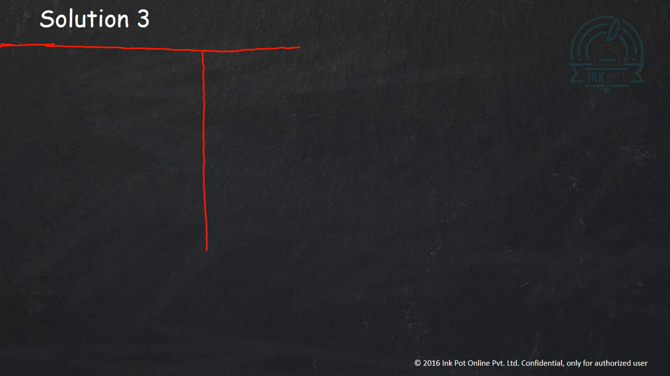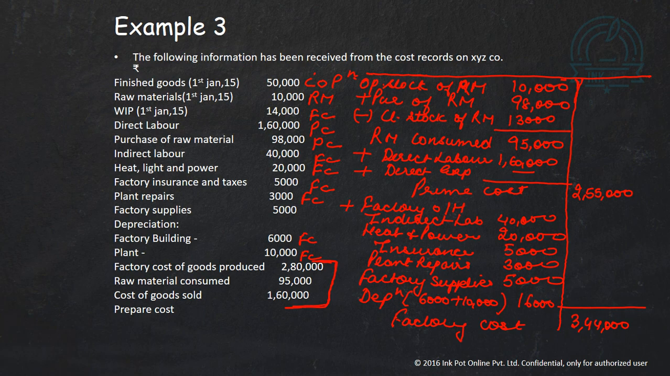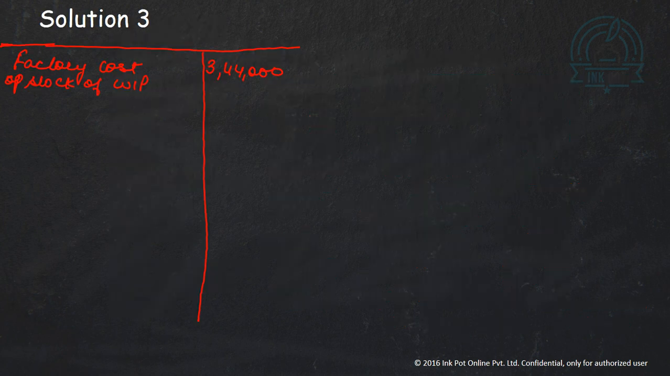So we have done till factory cost. Now the factory cost, I'm carrying forward that balance here. Factory cost was 3,44,000. Now to this factory cost we will add opening stock of work in progress and subtract closing stock of work in progress, and we will get factory cost of goods produced, which is given to us in the question. We will add opening stock of work in progress. The amount is 14,000. So add 14,000, minus closing stock of work in progress, which is missing again.